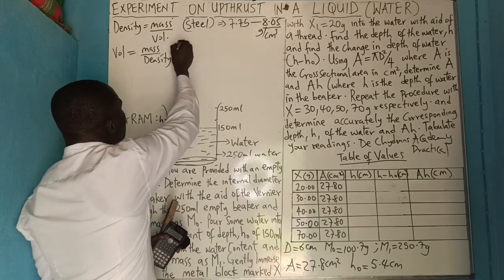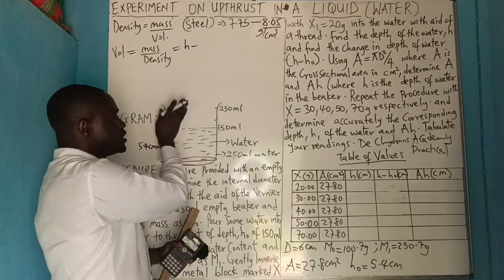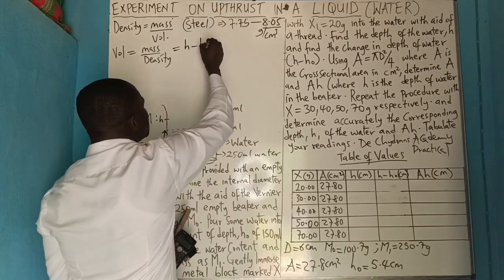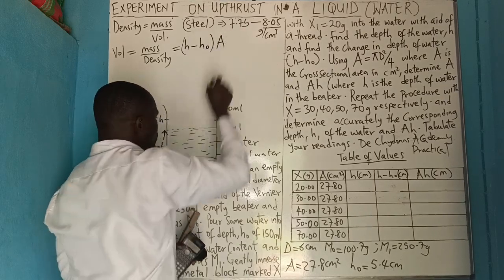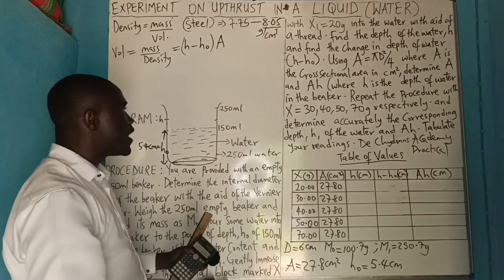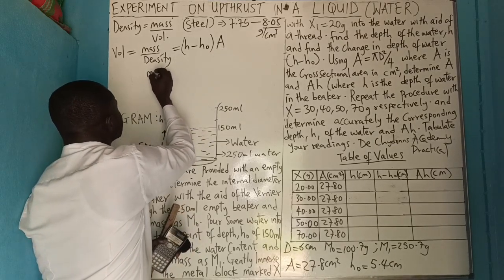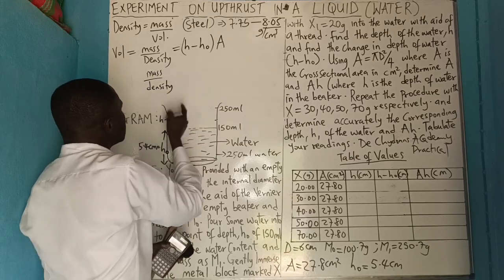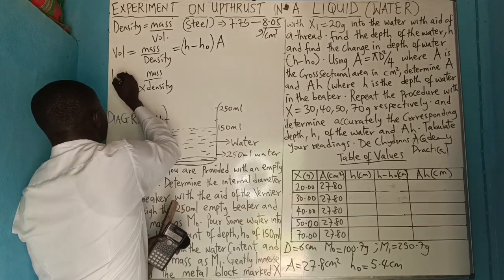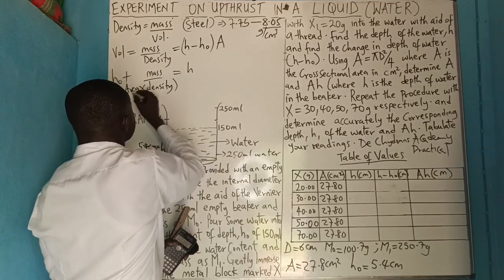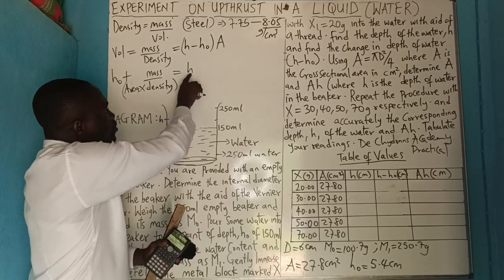And so we say the volume of that steel will be equal to the final height it will get when you put the steel inside and it displaces its own weight, minus the original height of that water before you put the steel inside, times the area of the base of the beaker. And so bringing this down, we'll be having mass over density equals area times the height difference. Plus this goes this side, H0 is equal to H. So we say that H0 plus mass over area times density is equal to that height.